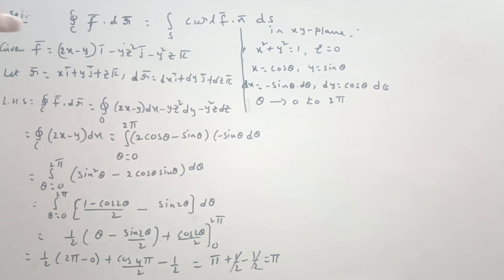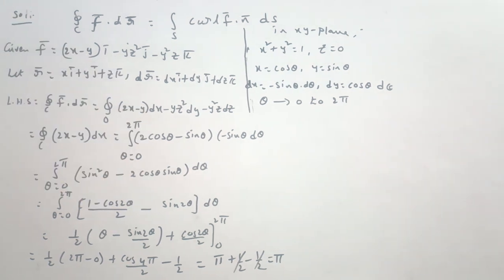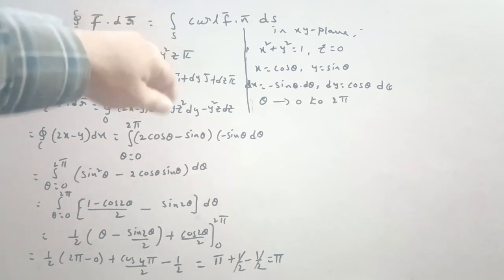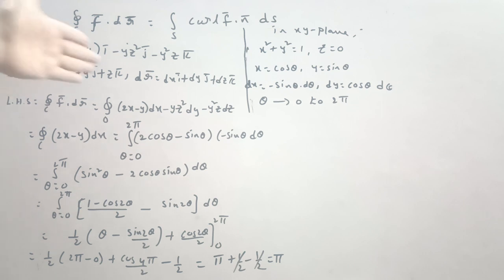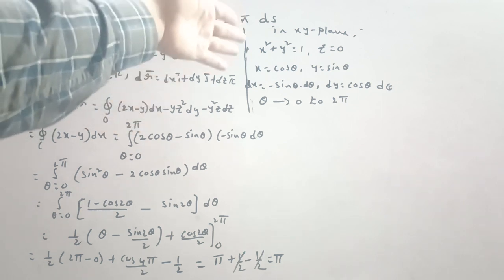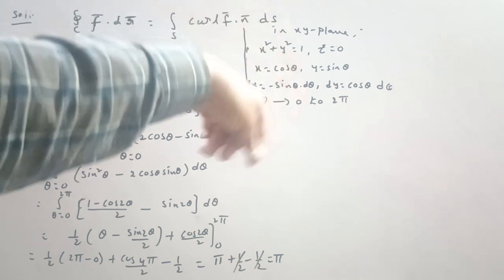First you have to write the statement of Stokes theorem. By Stokes theorem, integral over C of f bar dot dr bar is equal to integral over S of curl f bar dot n bar ds. Then write f bar and let r bar, then dr bar. It is a circular disk in the xy plane projection, so z is equal to 0.